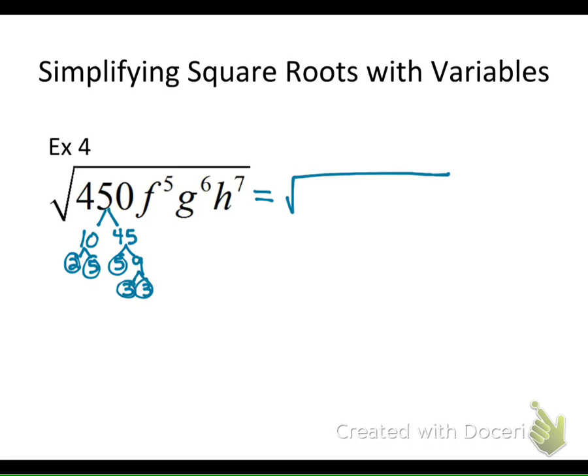Okay. What do I do with the numbers that I circled? Put them inside the box. So that's going to look like 2 times what times what times what? And what else do I have to include? F to the 5th, G to the 6th, H to the 7th. I am not making my square root signs long enough.